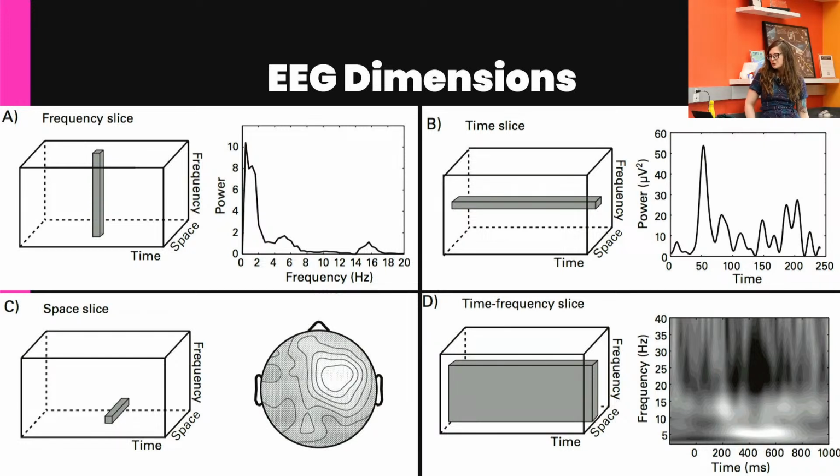And so when we measure with an EEG, there's different ways we can slice it. This is all with the same data. We can just slice it in different ways in order to look at different things. This includes frequency, which is what I was just talking about. It's time, it's space, and then it's time frequency here. And so you can see how these are split up.